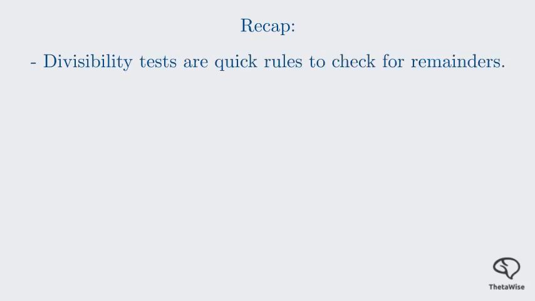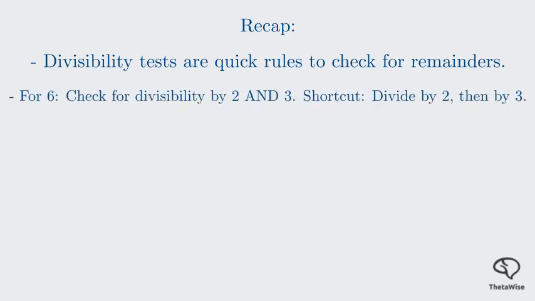Let's quickly recap what we've learned today. Our objective was to understand and apply divisibility tests for 6 and 12, and to use shortcuts for division. We started by defining divisibility tests as quick rules to check for remainders, which are useful for simplifying calculations. We learned that a number is divisible by 6 if it's divisible by both 2 and 3. We also saw that we can divide by 6 by dividing by 2 and then by 3.